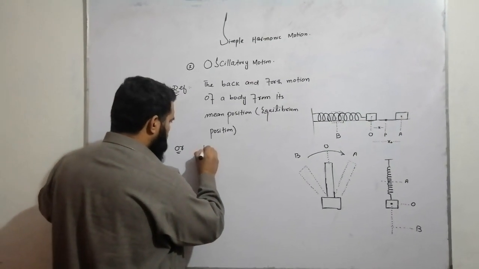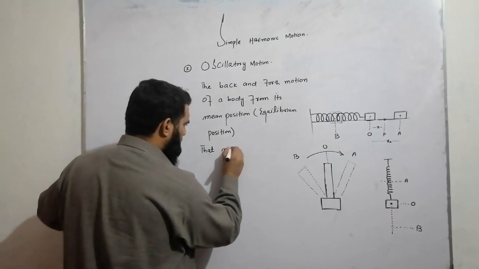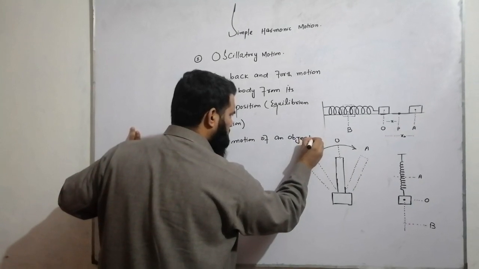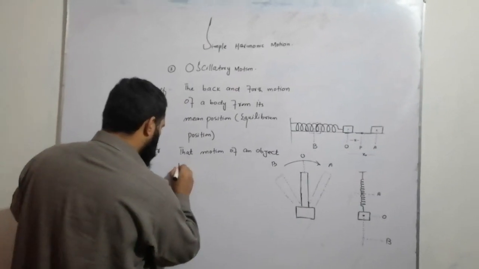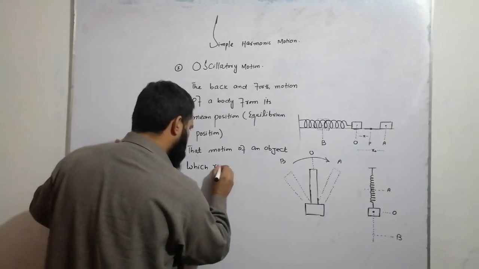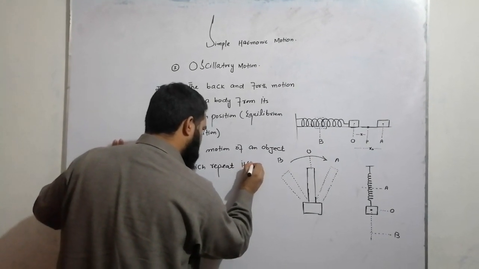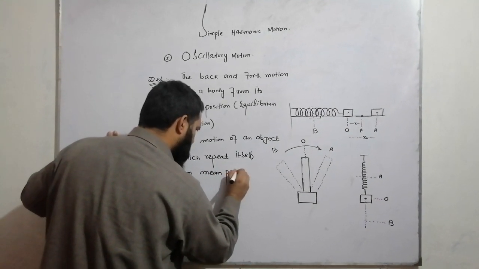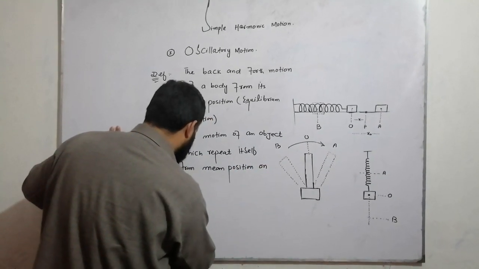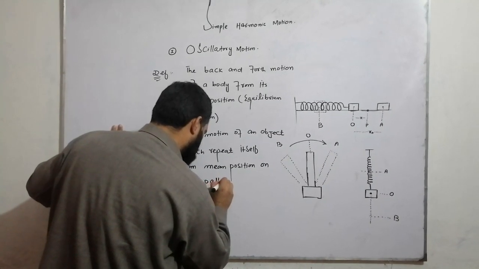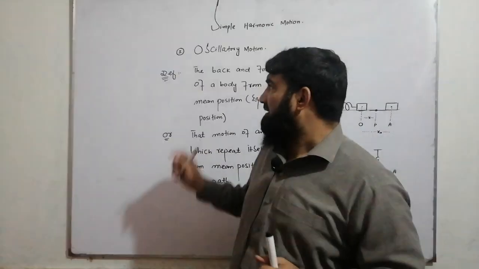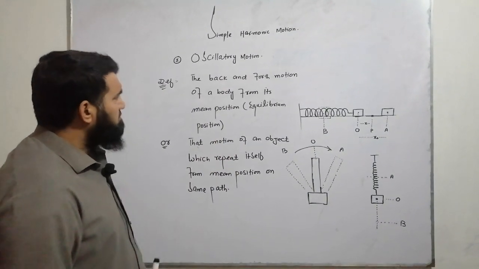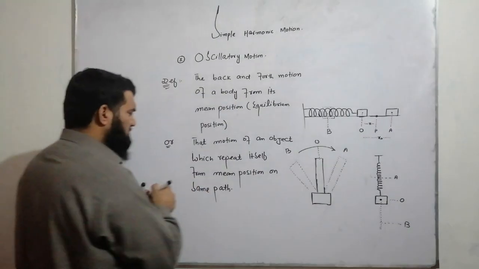Also, the second definition of oscillatory motion is that motion of an object which repeats itself from mean position on the same path is called oscillatory motion. Also, we mentioned it is the back and forth motion and the to and fro motion of a body.